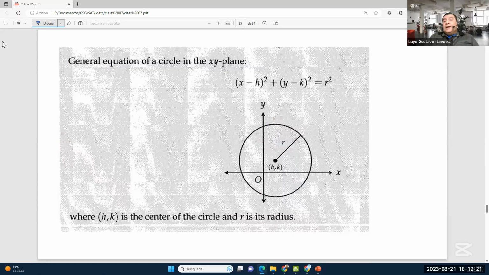This is the general equation of a circle in the XY plane. Yeah, there are some questions in the SAT about circles in the system of coordinates. So if you have a circle that has a center in the point (h, k), then the corresponding equation to the circle is this, okay? (x − h)² + (y − k)² = r². The r is the length of the radius. So that's a general equation that you can use to solve questions.